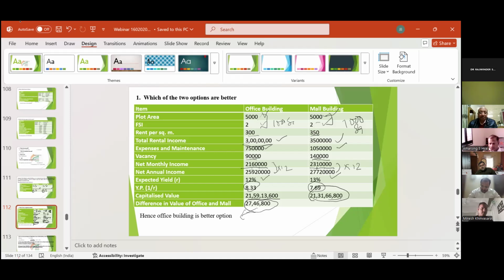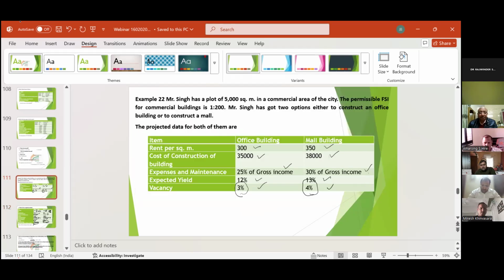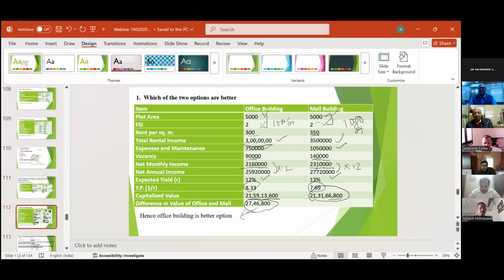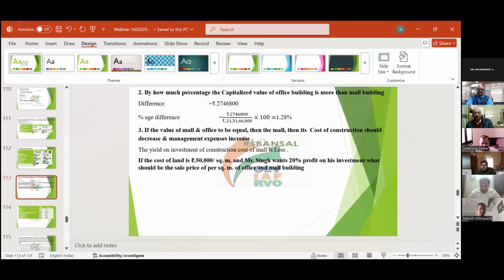But there was construction cost was given. Why we are not considering that one building would need additional construction cost? Okay. Cost of construction of building is 35,000 per square meter basically. From there you can take. And the second one is 38,000. You can do that also. So otherwise you can calculate in this way.